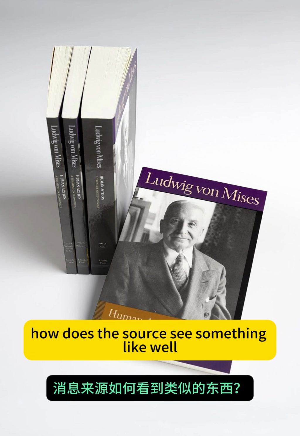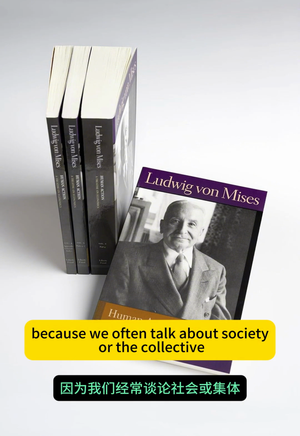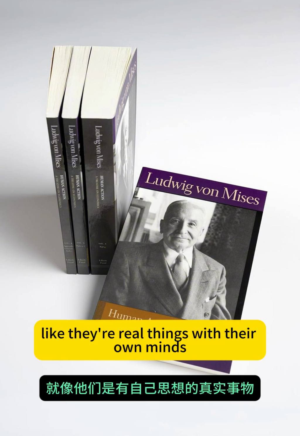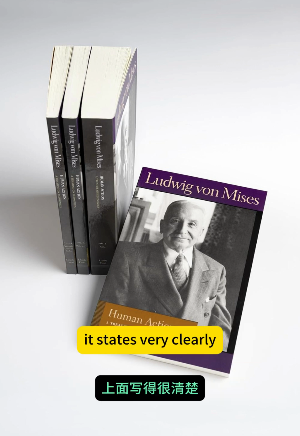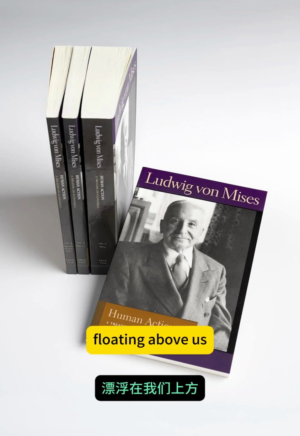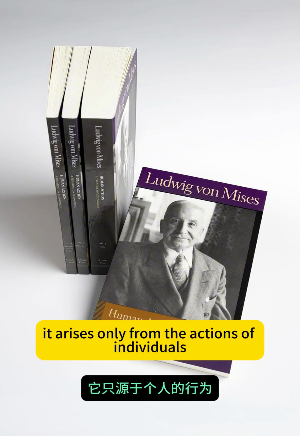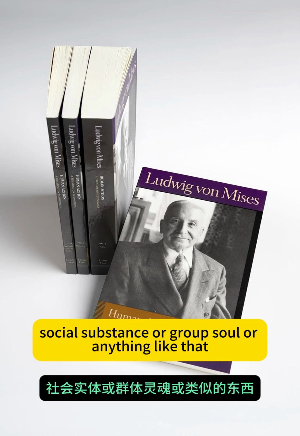So starting from the individual acting purposefully, how does the source see something like society emerging? Because we often talk about society or the collective like they're real things with their own minds. And the source really pushes back hard against that. It states very clearly that society isn't some separate thing floating above us. It arises only from the actions of individuals.